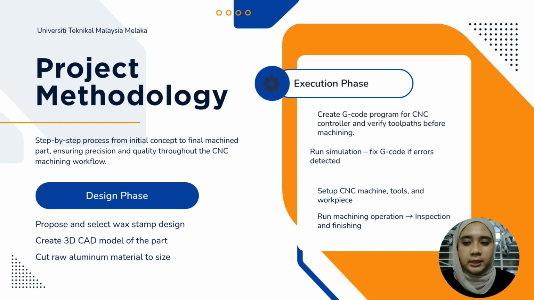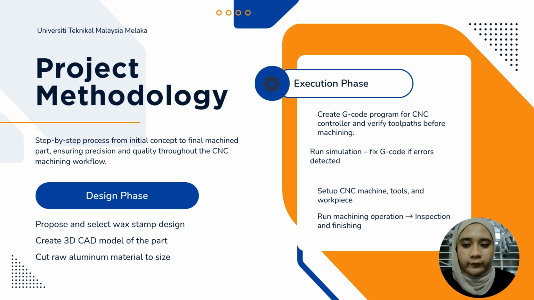The project started with the design phase. First, the raw aluminium material was cut to the required size. Then, we proposed and selected the wet stamp designed before creating the 3D CAD model of the part. After that, the G-code program was generated for the CNC machine, and the tool paths were verified to ensure the machining process would be accurate.